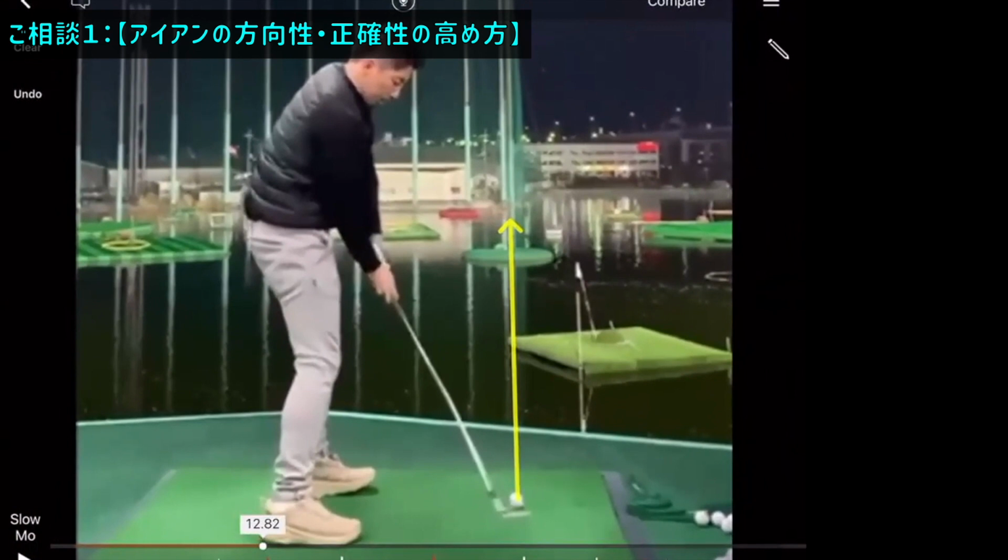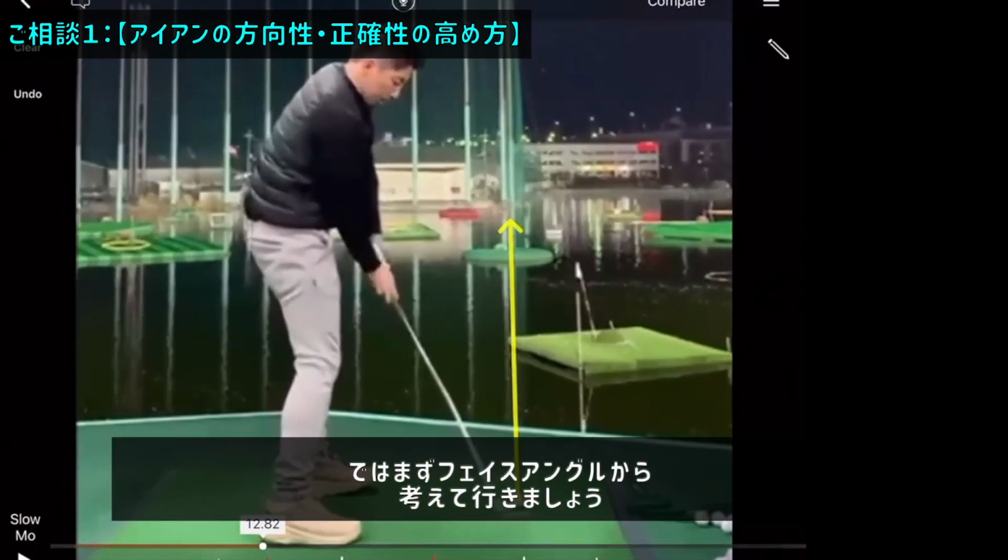Okay, so tell him there are a few terms we need to learn first before we start showing him what he should change. The first one is face angle, and he can think about that as where the sweet spot is pointing when he hits the golf ball. Is it pointing right? Is it pointing left? Straight?